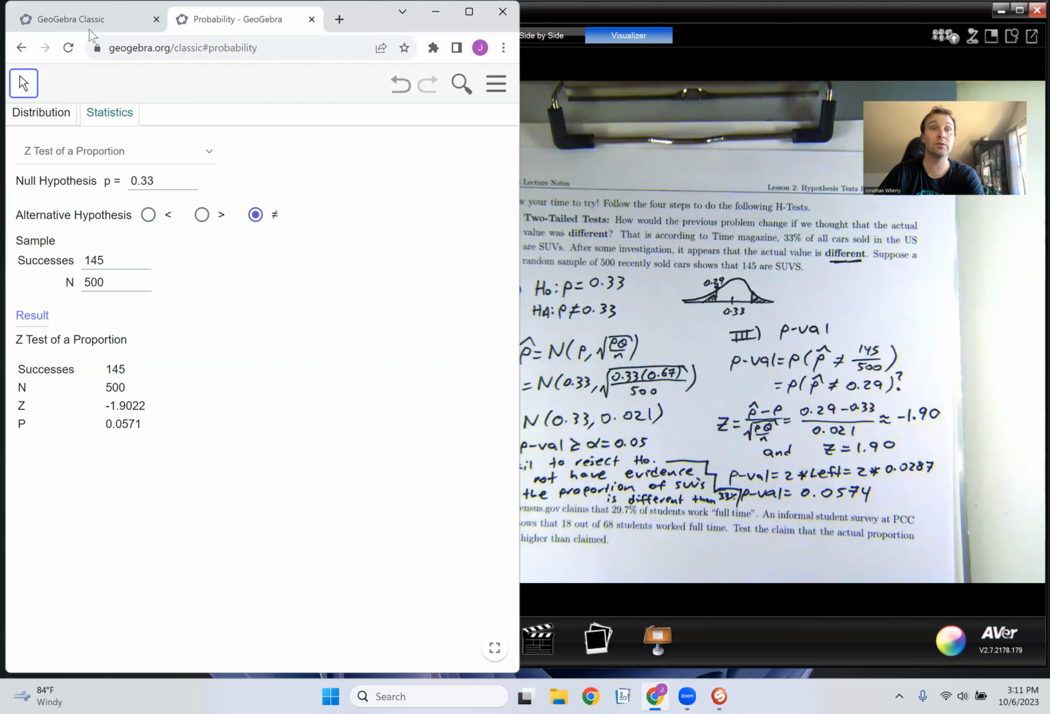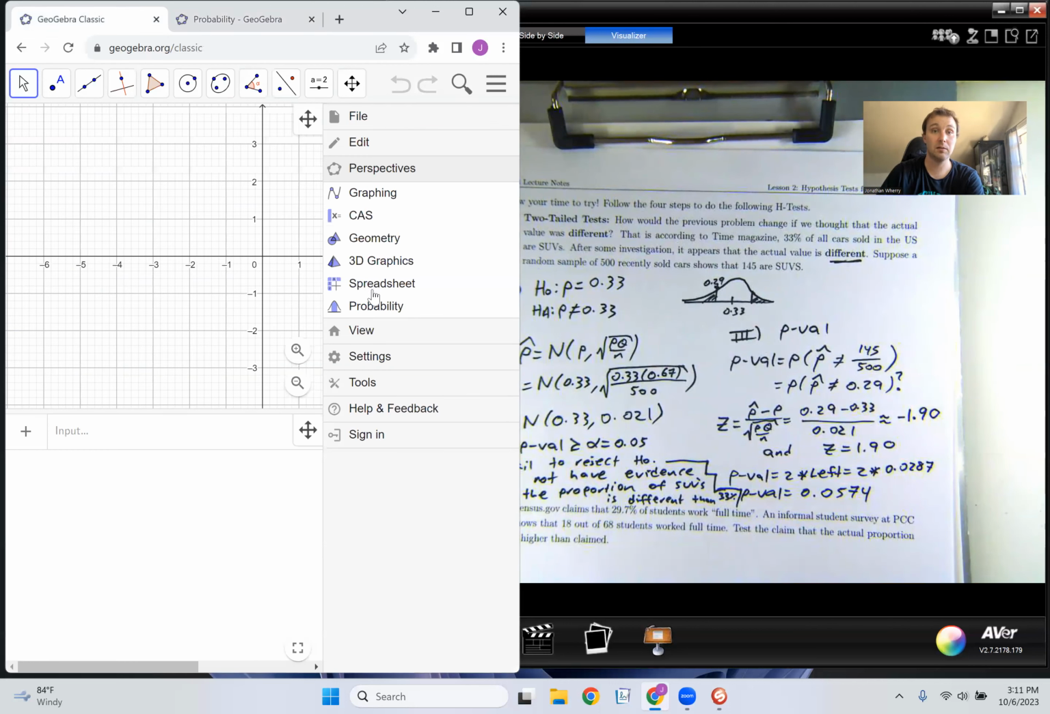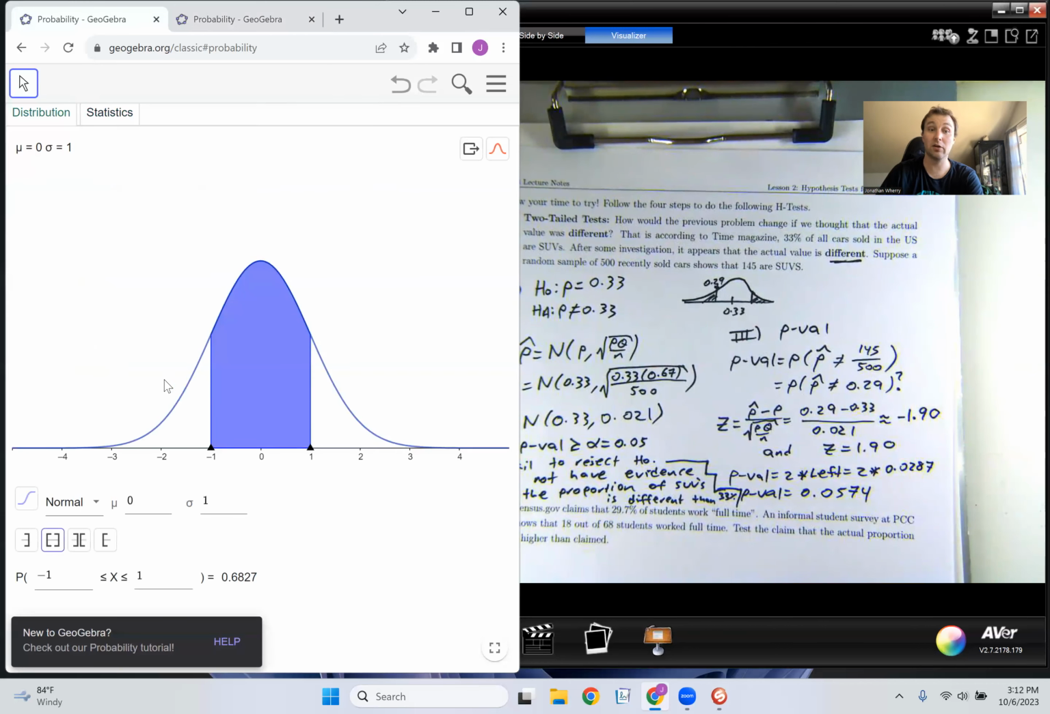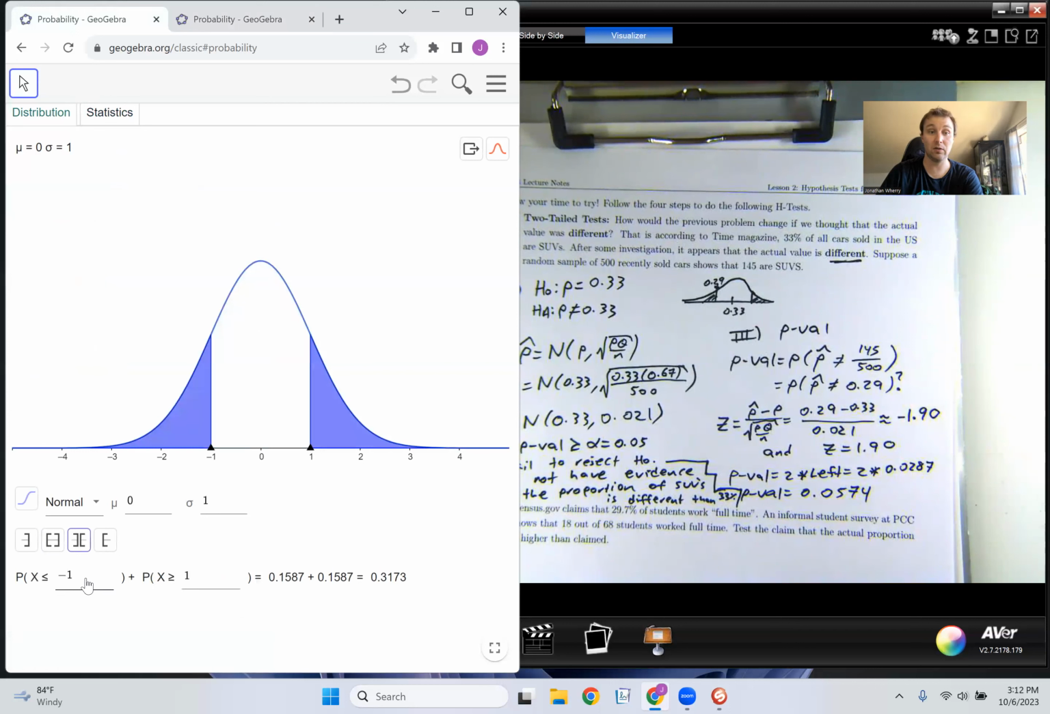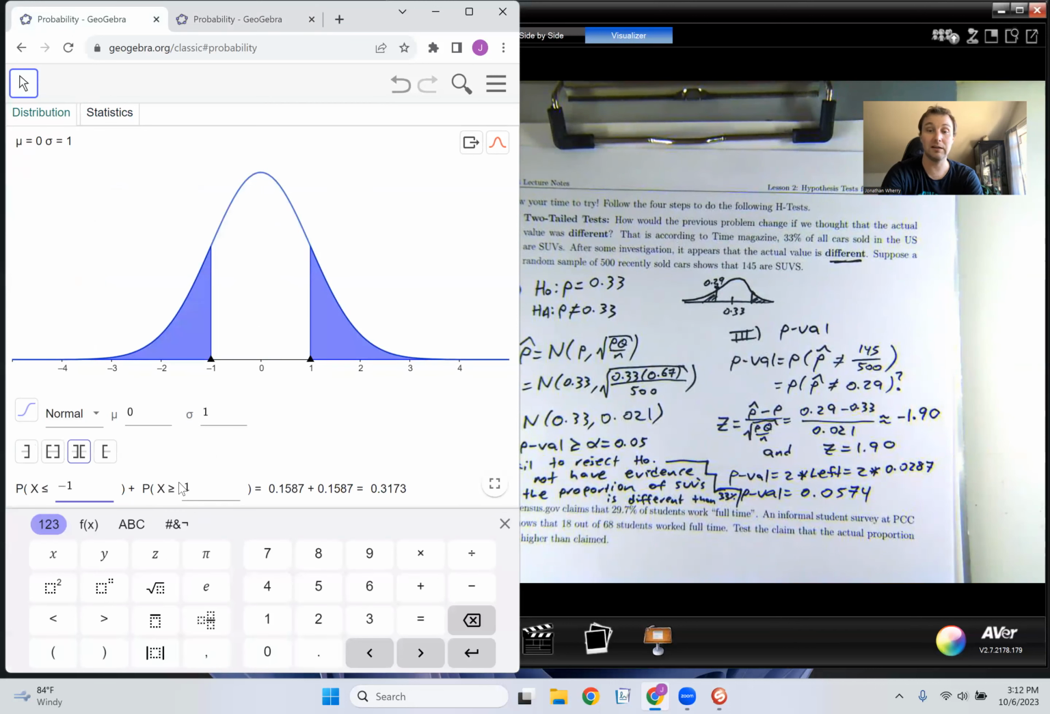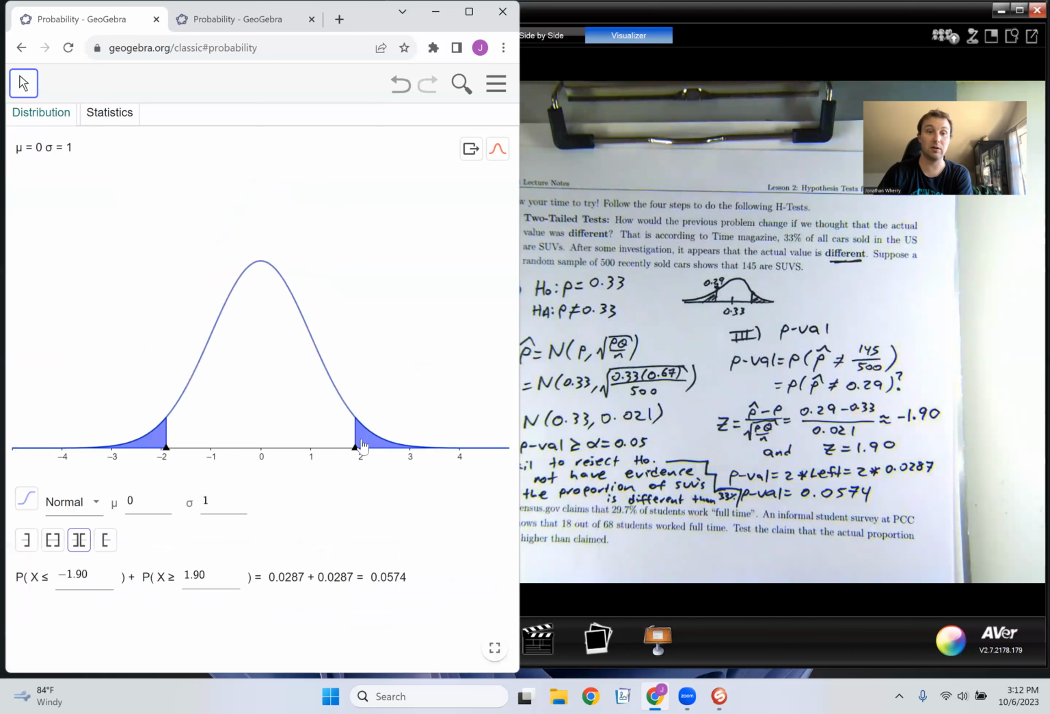I could also use GeoGebra, probability, and the curve to look it up on the curve. So two tails shading out. My lower tail is negative 1.90. My upper tail, positive 1.90. Both of the tails are the same size, that 0.0287 number. When I multiply this by 2, because I have 2 of them, I get this p-value of 0.0574.